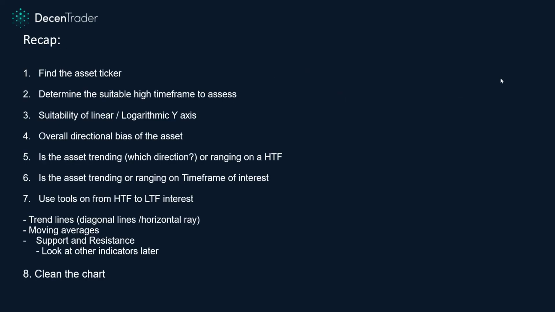So the recap here, what have we done? We've found the asset ticker. So we found Bitcoin. We determined a suitable time frame to assess the first assessment. Obviously, Bitcoin's a 10-year-old asset. We found that the monthly chart was more useful than anything else. If it was the S&P 500 or the FTSE or something with a long history, you might want to even look at the 12-month chart or 12-month candlesticks. We decided that actually we needed to initially start with a logarithmic chart with Bitcoin due to the nature of the asset's rapid price appreciation within a relatively short period of time.